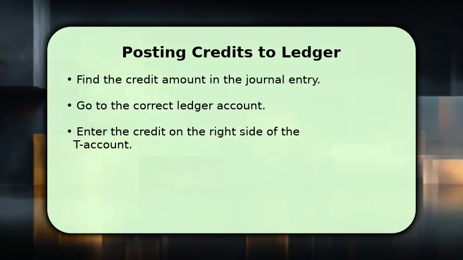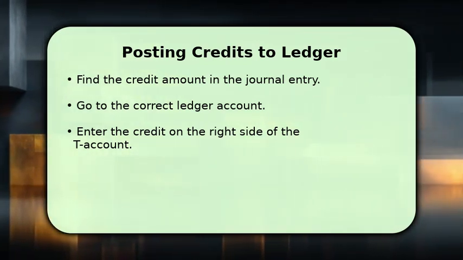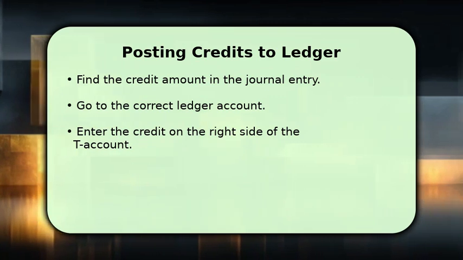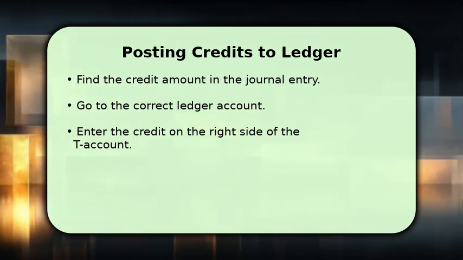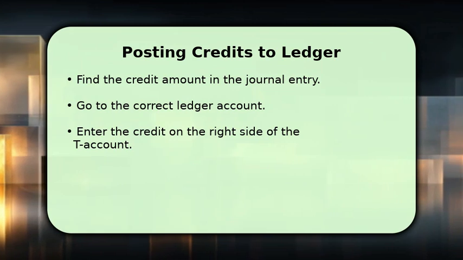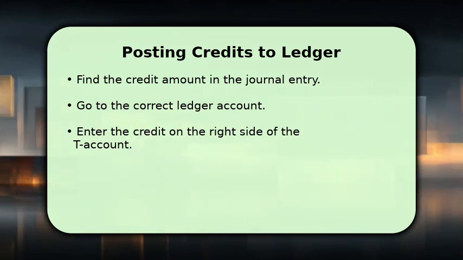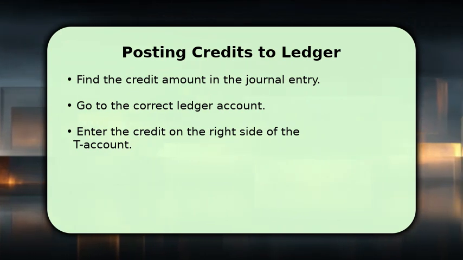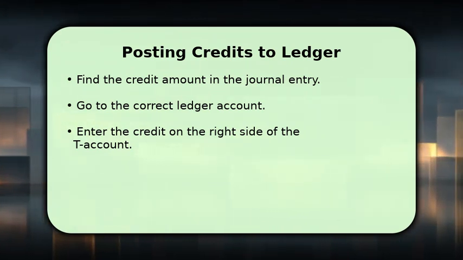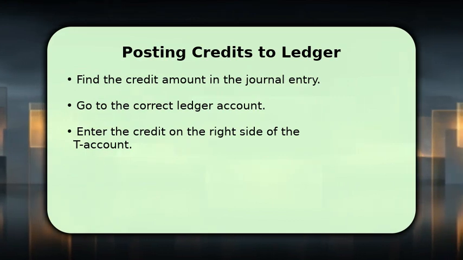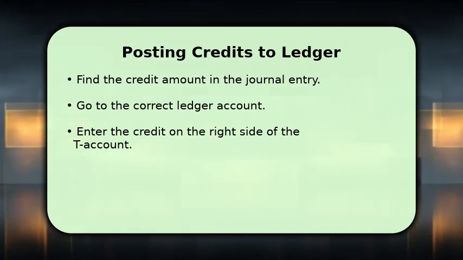Next, we'll post the credits. Similar to debits, identify the account credited in your journal entry and its amount. Navigate to that particular account in your ledger. On the right-hand side of the T account, which is the credit side, write down the date, a short description, and the credit amount. This accurately records all increases in liabilities, equity, and revenue, or decreases in assets and expenses.